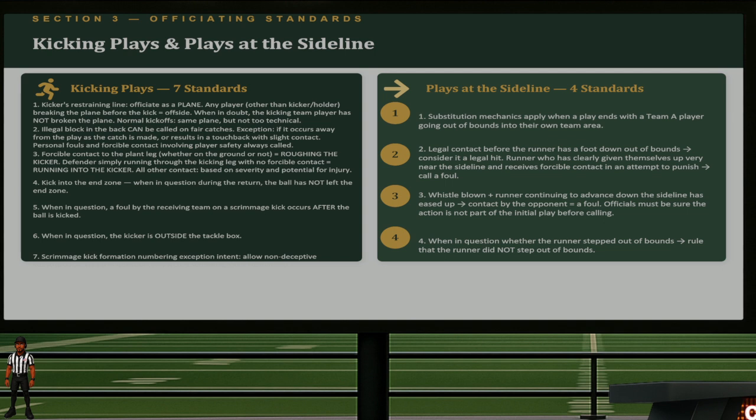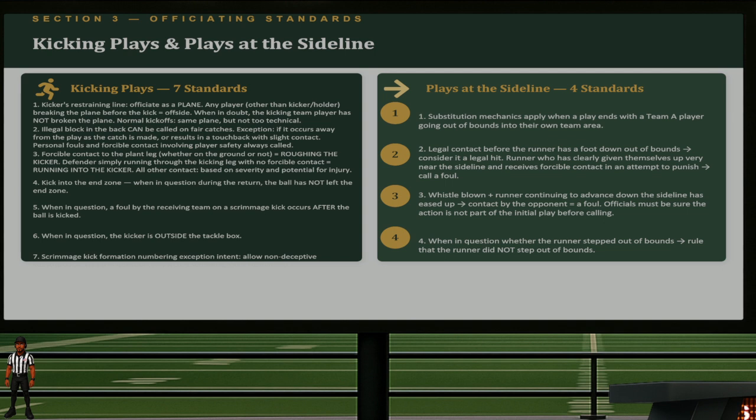The same plane applies on normal kickoffs, but officials should not be too technical about players breaking the plane on normal kickoffs. Standard 2. An illegal block in the back can be called on fair catches, but not if the illegal block occurs away from the play as the fair catch is being made, or the play results in a touchback and contact is slight. Note, personal fouls should always be called, as should forcible contact that involves player safety.